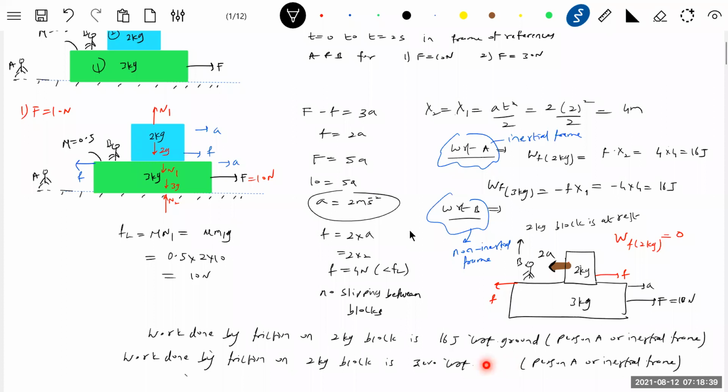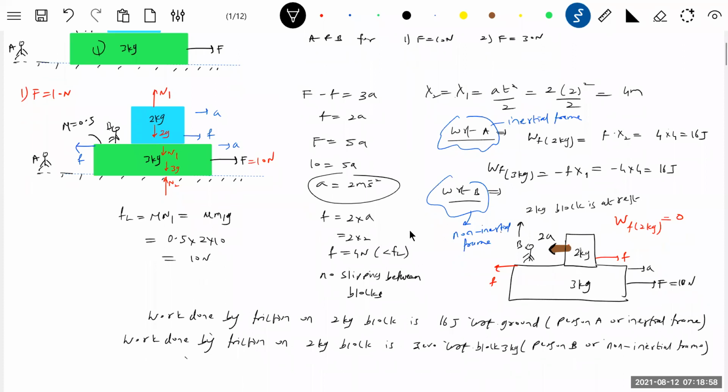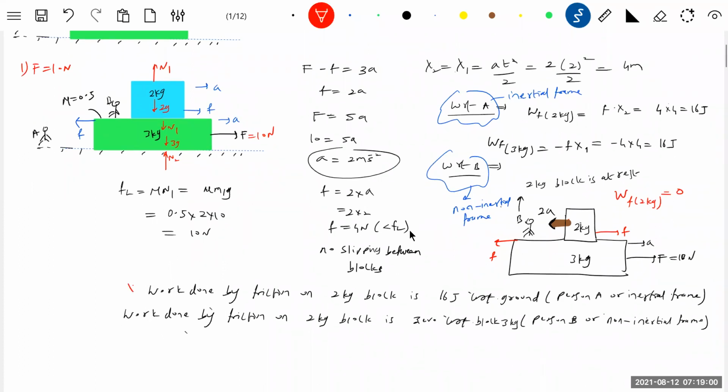with respect to the 3 kg block, or there is a person B, who is in a non-inertial frame. So what is the conclusion now? Work done, therefore what is the conclusion we can make? Work done is different in different frames of reference.